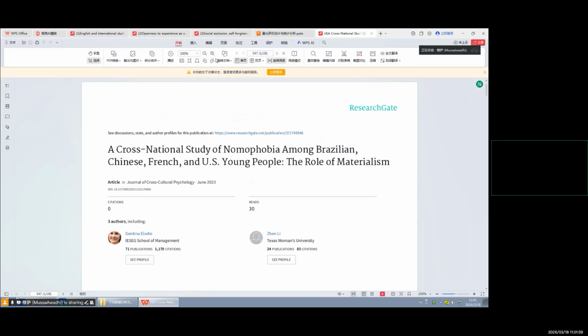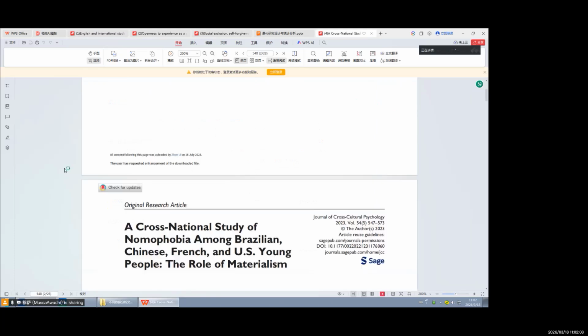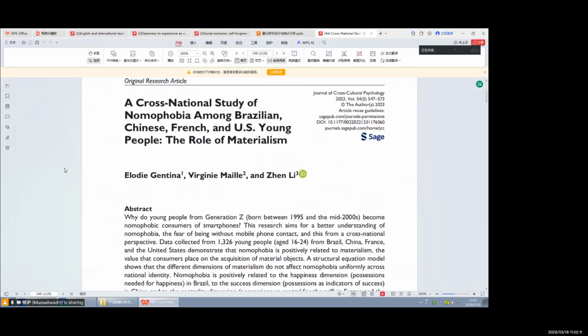Okay, I shared the article. Over this article, as usual, can you tell me what is the key feature of this article? Or what is the key difference from the previous ones?